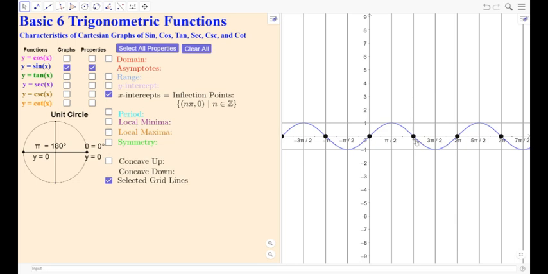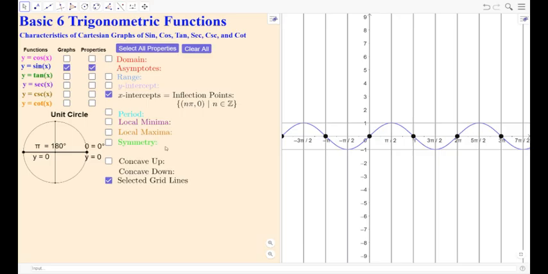Of course, it's an ordered pair for x-intercept. So it is a point, so it has a y-coordinate. Of course, we know the y-coordinate is 0. So in our set notation, that's the set of ordered pairs n times pi, comma 0, such that n is an element of the integers. And we get all of those points there.